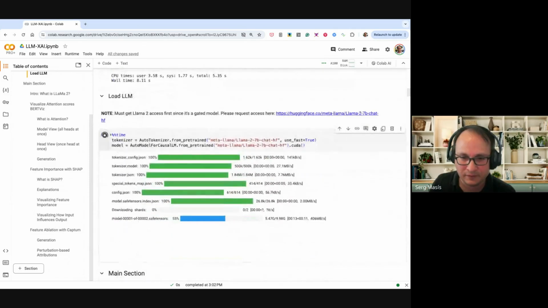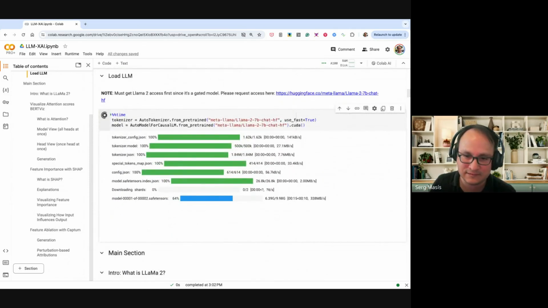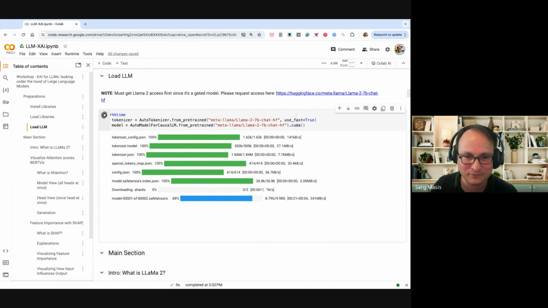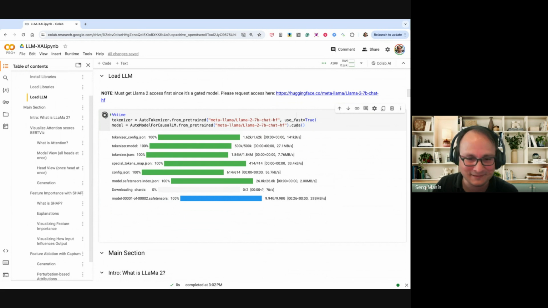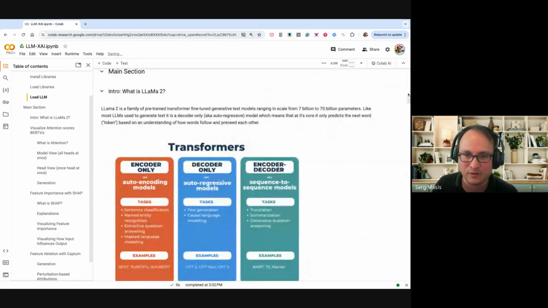So right now it's downloading the model. It's quite big, but thankfully this does it quite quickly. You know, what's 13 gigs. I'll now skip ahead while it's doing that to what is Llama 2, or Llama 2, whatever you want to call it.